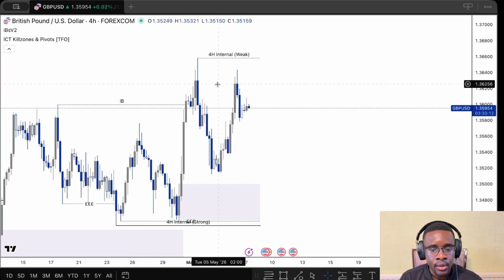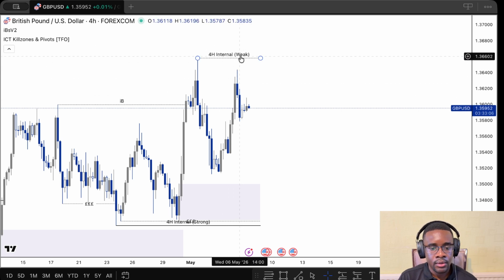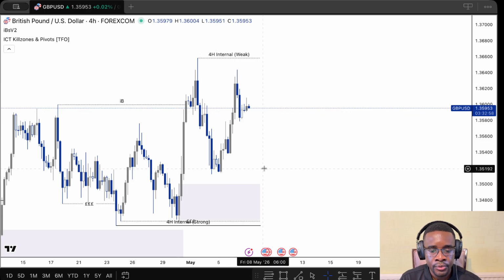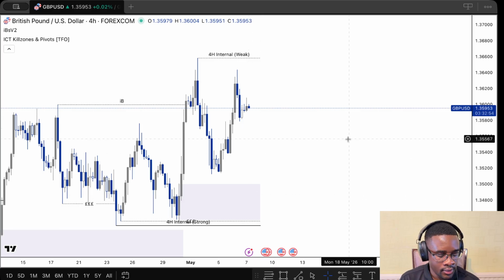Okay, so now this high has failed to do its job to break this weak high, and we're having a bit of a pullback. Okay, so whether that means price will come back and this will fail, we don't know. We'll wait and see.